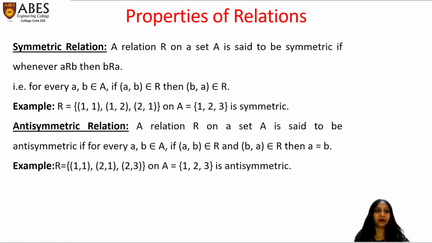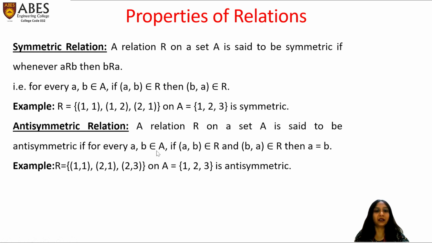The next is symmetric relation. A relation R on set A is said to be symmetric if a is related to b, then b is related to a. For every a and b belongs to A, if (a, b) belongs to R, then (b, a) belongs to R. For example, if I'm defining the relation {(1,1), (1,2), (2,1)} on A = {1, 2, 3}, then it is symmetric. We can easily see that if (1,2) is coming, then (2,1) is also coming. Then it is a symmetric relation.